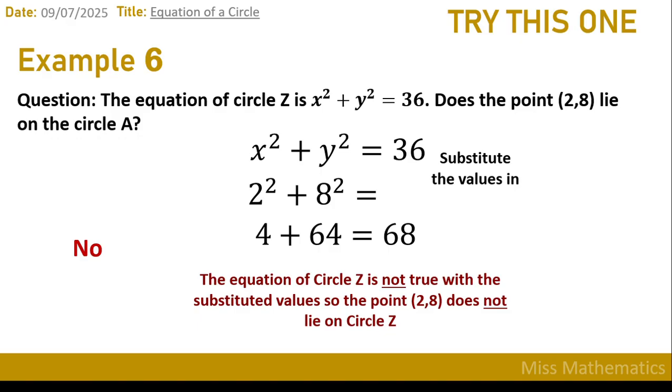Basically, to do these sorts of questions, you have to substitute the values into the equation and see if it gives you the correct answer. If it doesn't give you the answer of the equation of the circle, that means the point does not lie on the circumference, and if it does, then the point does lie on the circumference.